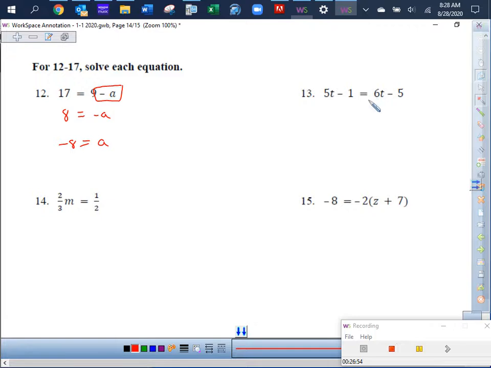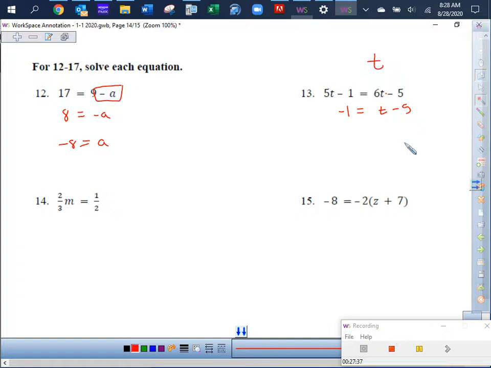Here, t's are on both sides. Let's get the t's on one side and the numbers on the other side. It does not matter where you move the t's. You can move the 6t over to the left, or you can move the 5t over to the right. I'm going to move the 5t over here, so that way I still have a positive amount of t's. So that means negative 1 is still here. And 6t take away 5t is 1t, which you don't have to put the 1. Please put a little tail on your t's, a little curly thing. It's called a tail, so it doesn't look like a plus sign. And minus 5.